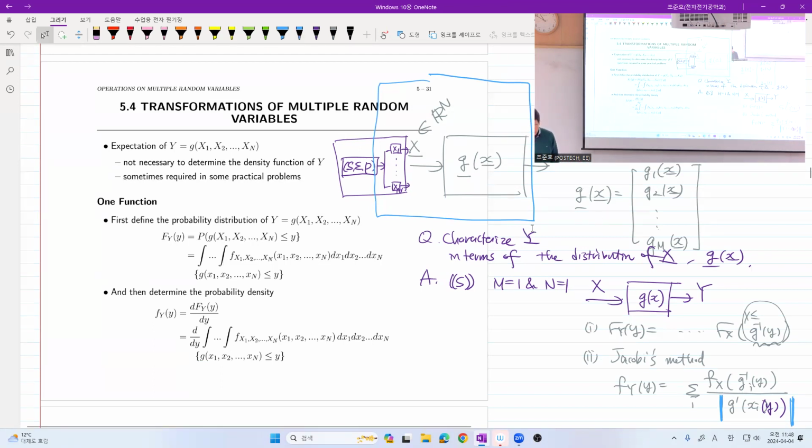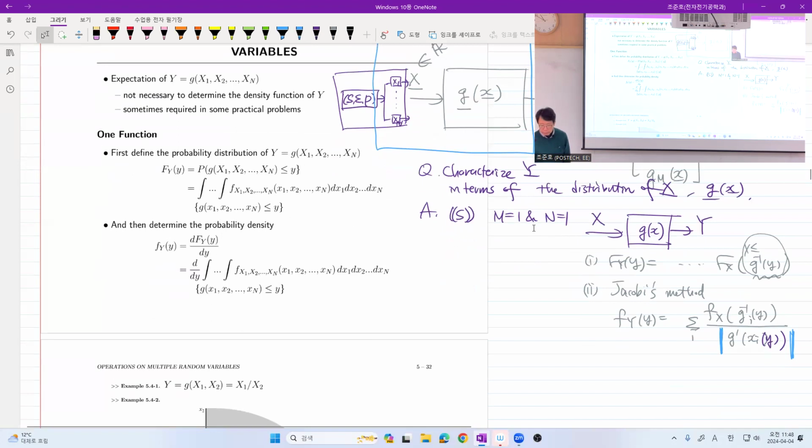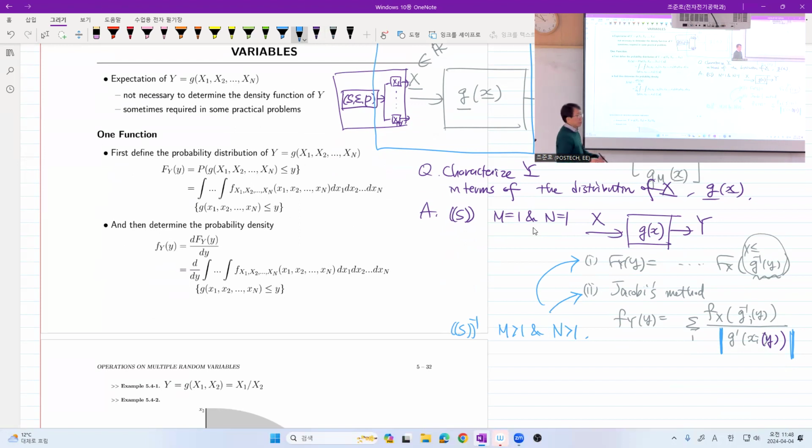Now, what can we say for M greater than 1 and N greater than 1? Can we do something similar to that? Always. However, it's complicated. What about this Jacobi's method? How can we extend that idea to the multidimensional case?